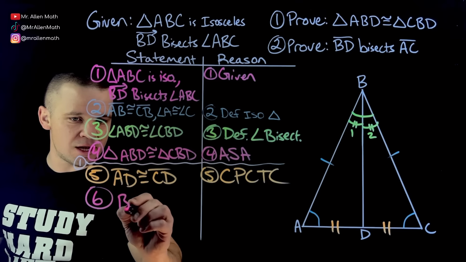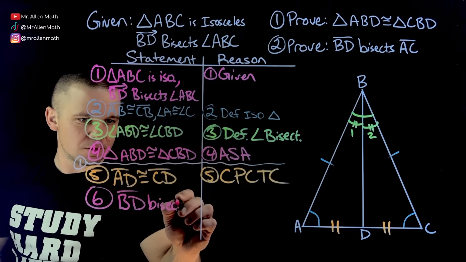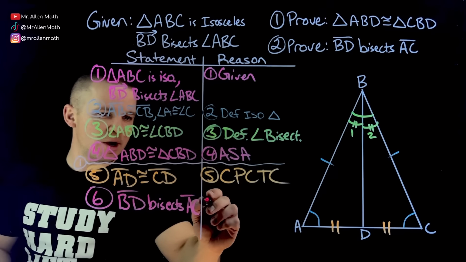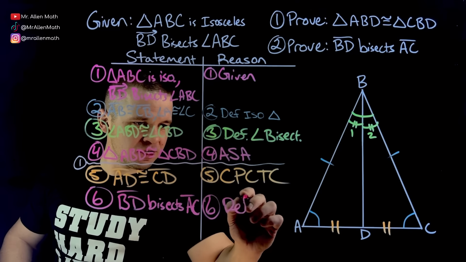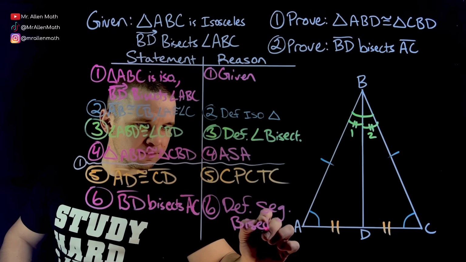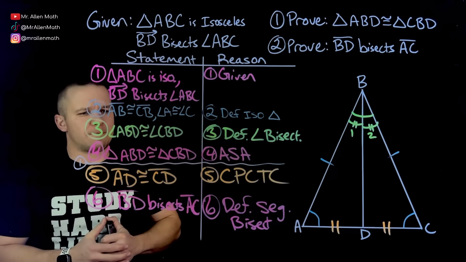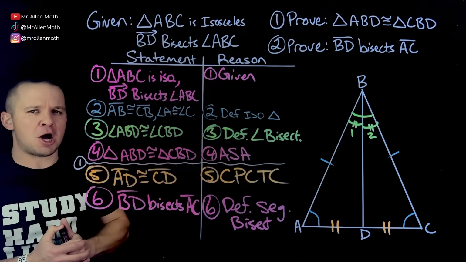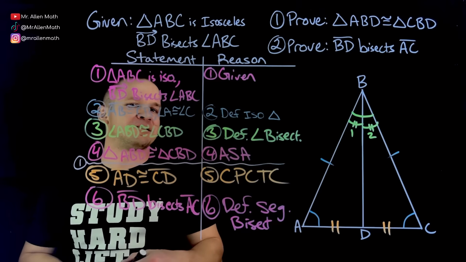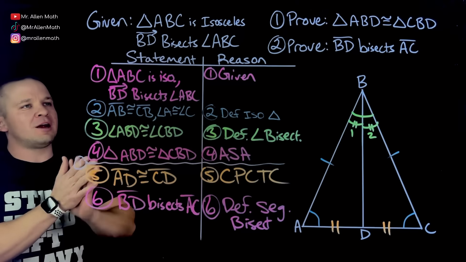I can say that BD bisects AC. And my reason, definition of segment bisector. Or definition of segment bisect. I'm going to be honest, I can't remember if it's ER or O. Pretty sure it's ER. But I'm going to leave it just as bisect so I don't have to prove that I can't spell. Anyways, there we go, guys.